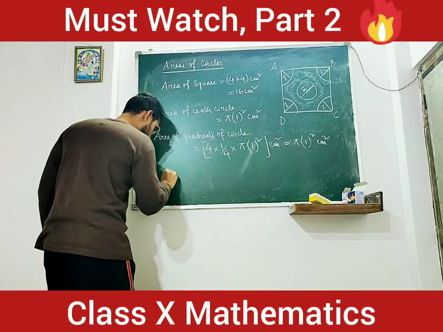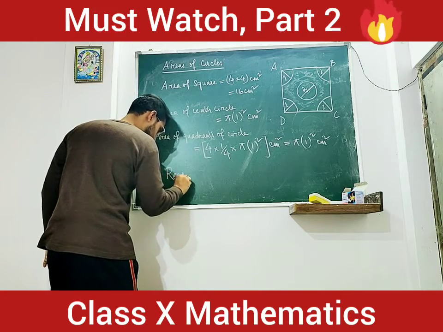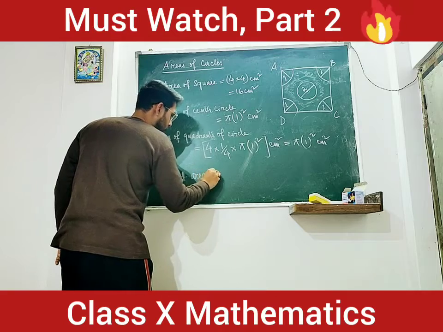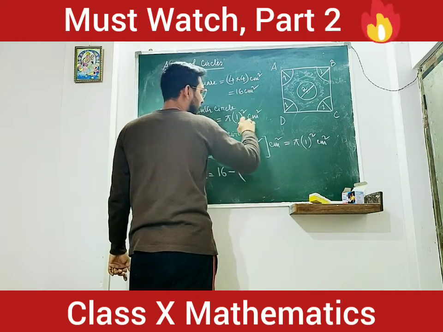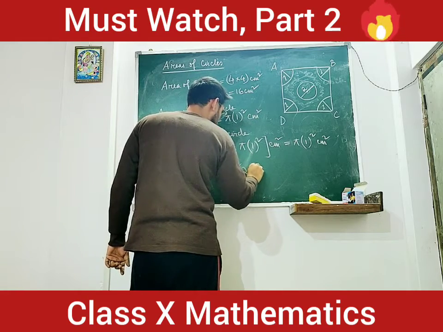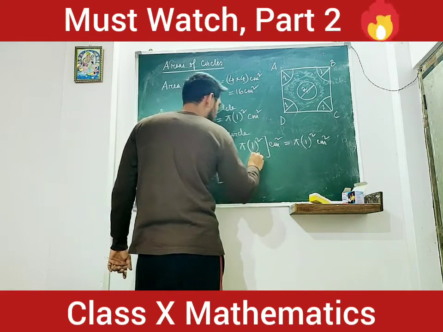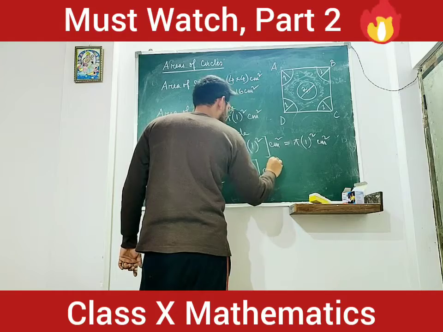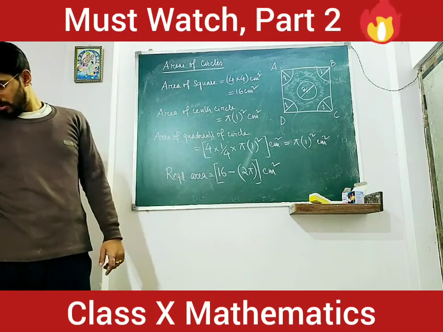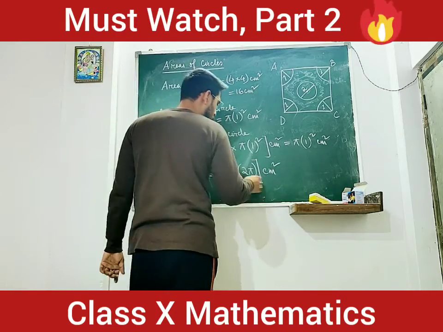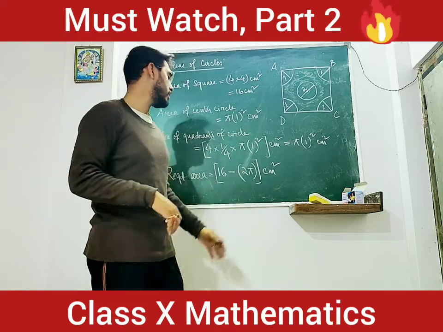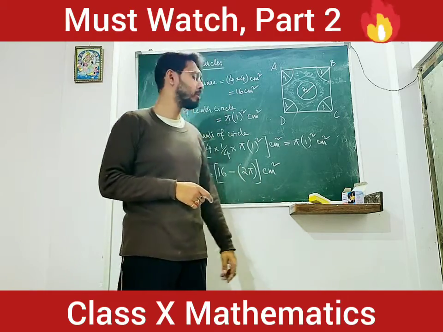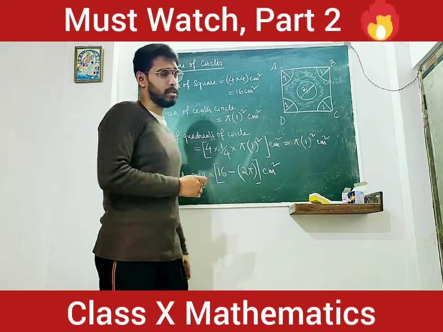So the required area will be 16 minus, so this one is pi and this one is pi, so 2 pi centimeter square. So here we can keep the answer like this, or you can expand it also. We just need to put the value of pi in terms of fraction or in terms of decimal, which is 3.14, and you can find out the answer of this one.